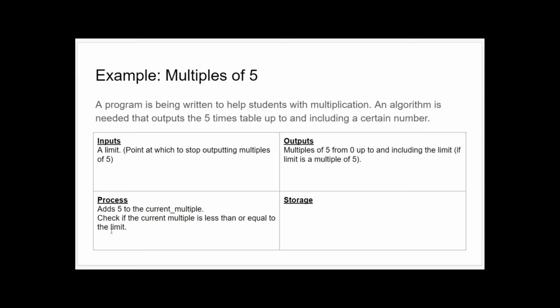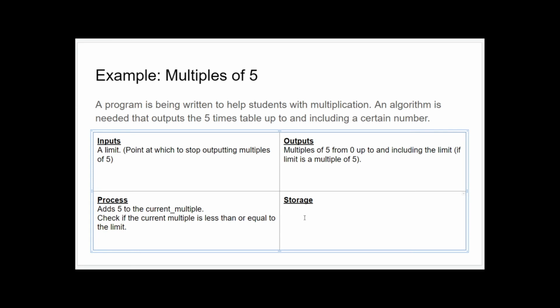So we've got two processes. We're adding 5 to the current multiple each time our loop executes, and that's enabling us to print out the next value in the 5 times table. We're also checking each time if the current multiple is less than or equal to the limit, because if it's not, if it's more than the limit, then we need to stop, because that's the point at which we need to stop printing multiples of 5.